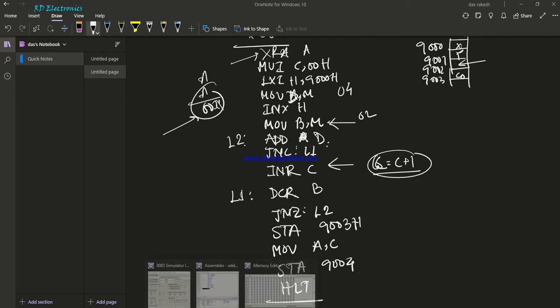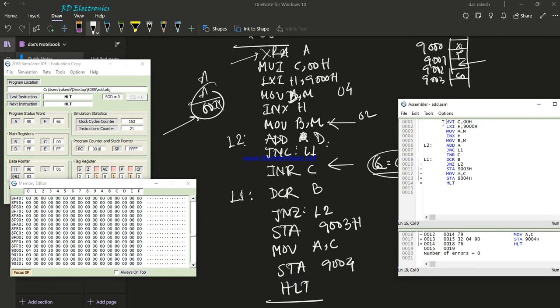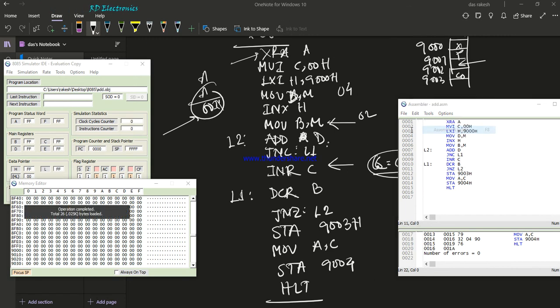Now we develop our code. I think there are some errors. XRA A, MVI B, this LXI. Now here MOV D, M; INX H; MOV B, M; this is ADD D, okay, JNC L1, INR C, DCR B, JNZ L1. Now again we assemble and load, yes, right, then here we mention our number 4 and then 3.